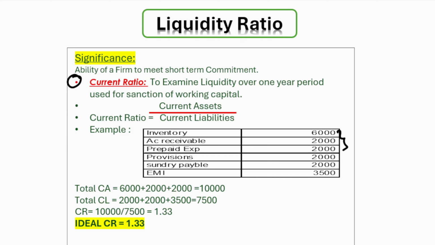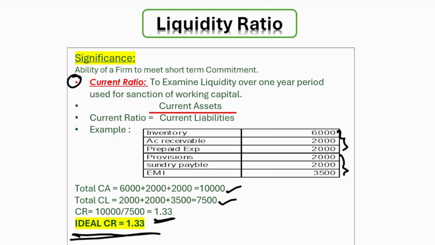And provisions. Provision is nothing but what? It's a current liability. I discussed it in the previous video. Provisions, sundry payables, and EMI: these three come under current liabilities. The total current assets are 10,000. The total current liabilities are 7,500. So the ratio is what? 1.33.